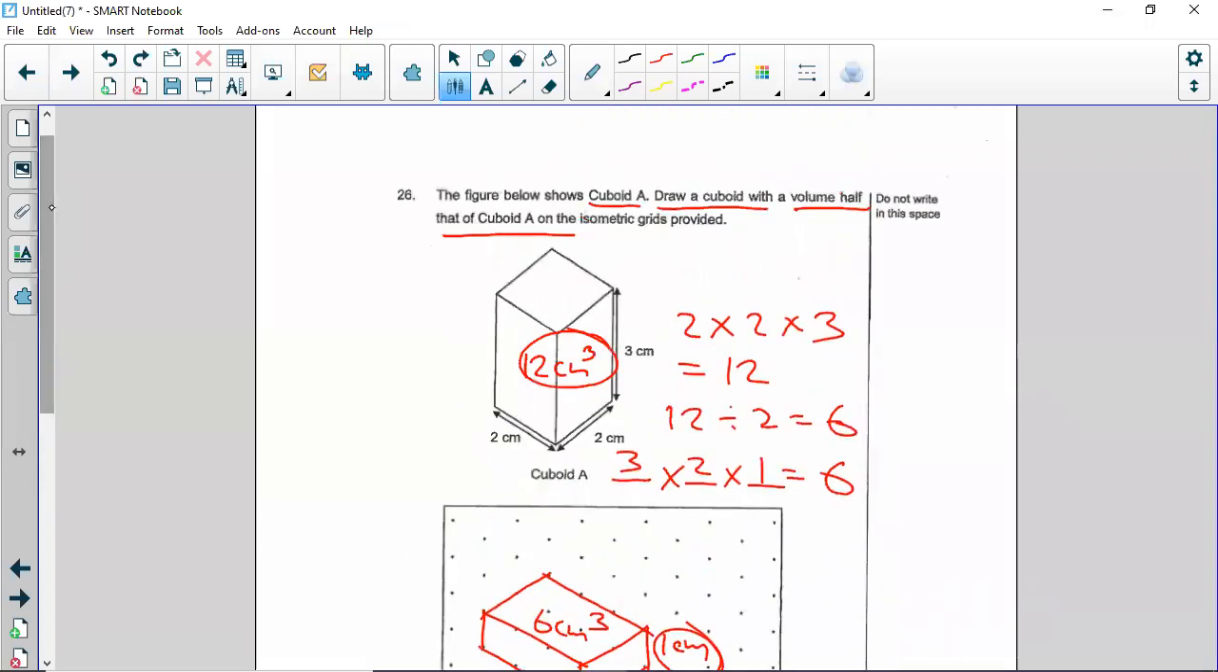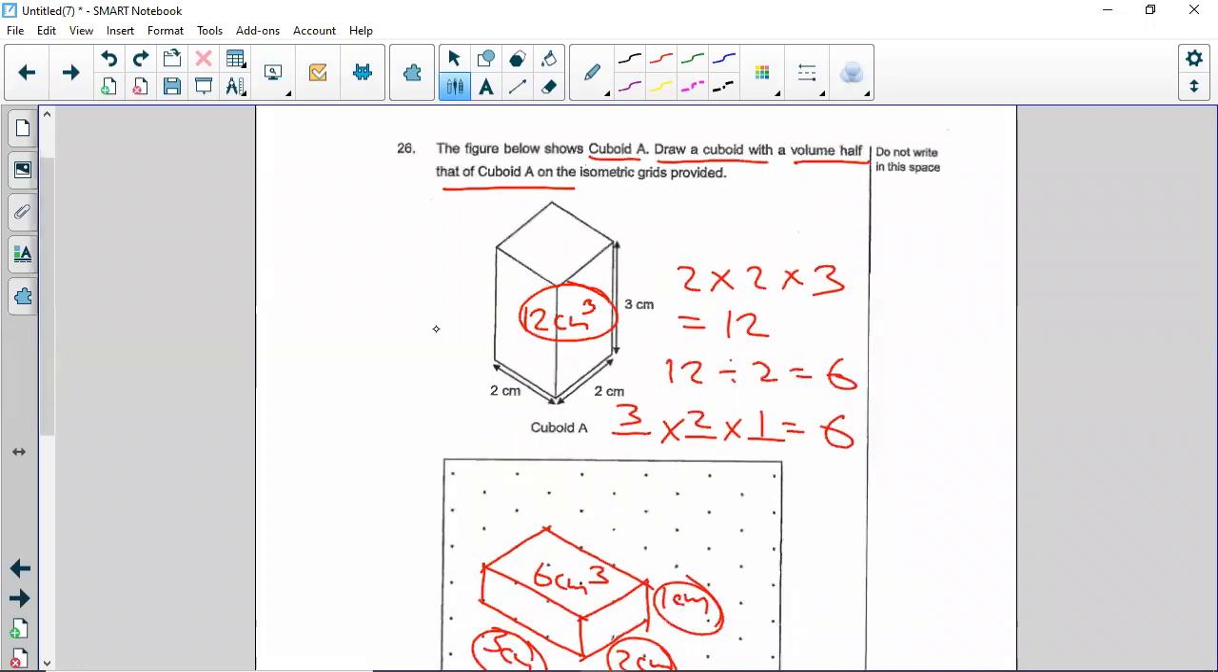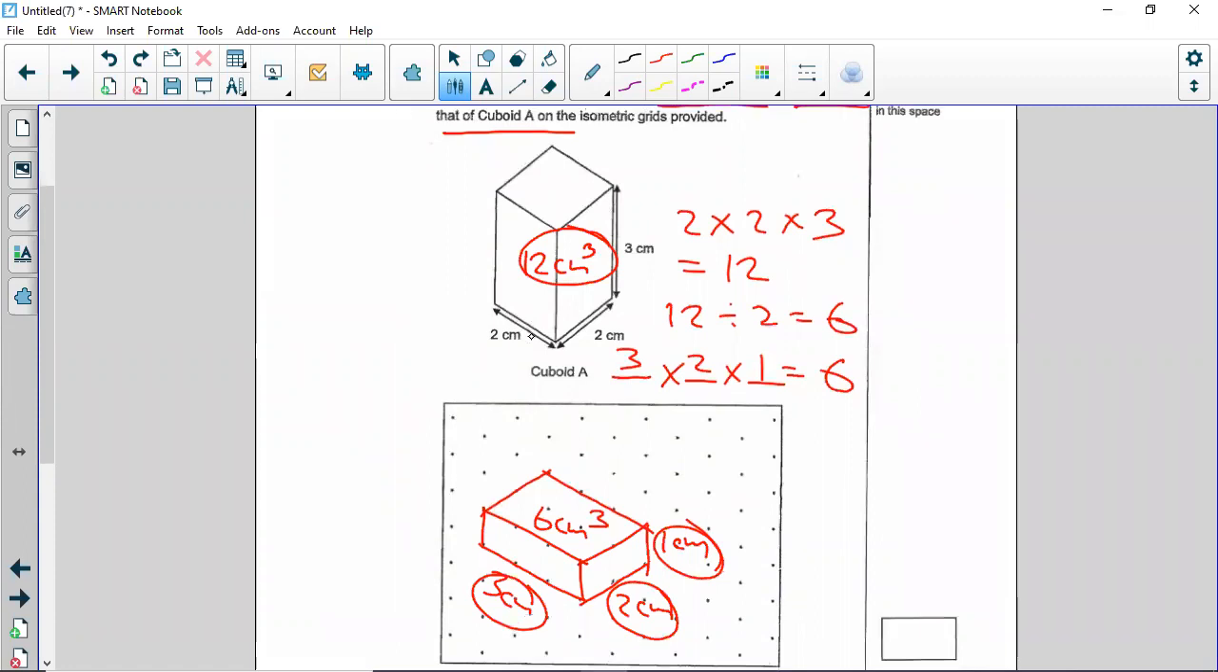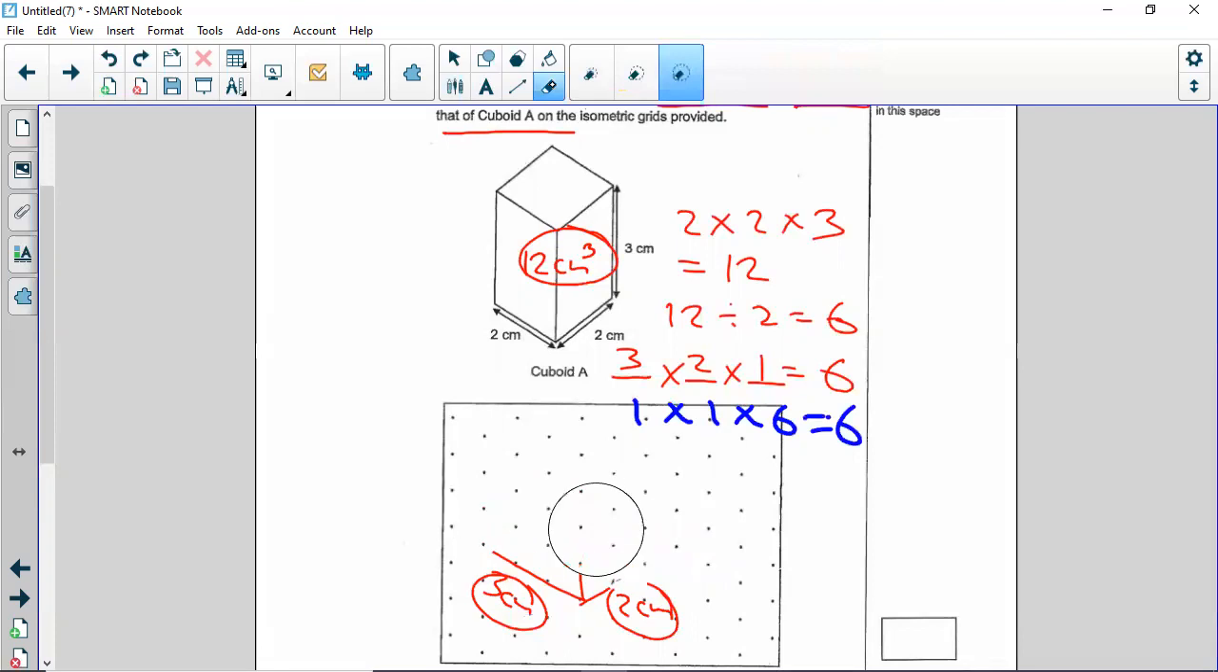Okay, somebody raise hand. So yep, what's the question? Question 26, right? Can you put 1 times 1 times 6? Also can. Then your cuboid will look a bit different. Do you know how to draw that 1 times 1 times 6? Maybe I just give you a quick one. Let me just erase this drawing, okay? So there are a few drawings you can have.